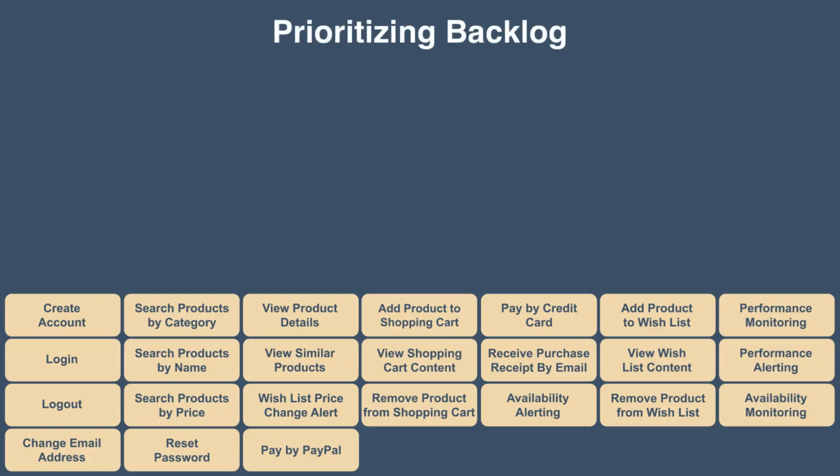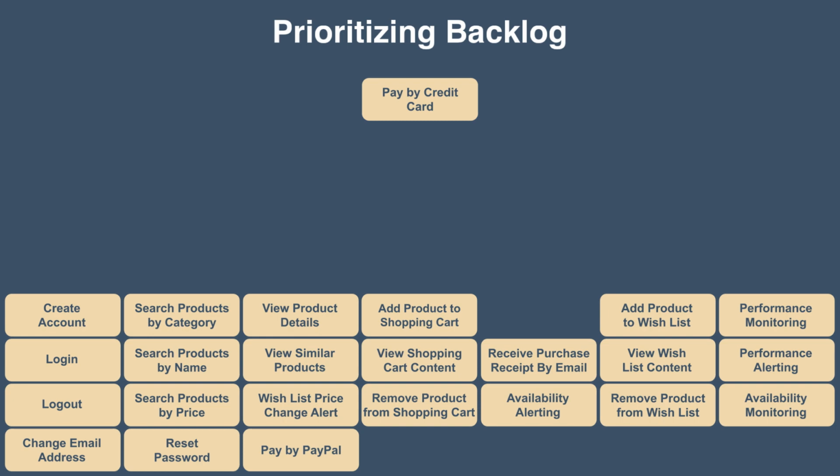We have a story, pay by credit card, which you would probably agree is the most important feature of the product, right? What kind of e-commerce site would we build if users cannot purchase products? It is the most important feature, so let's put it at the top of the product backlog.